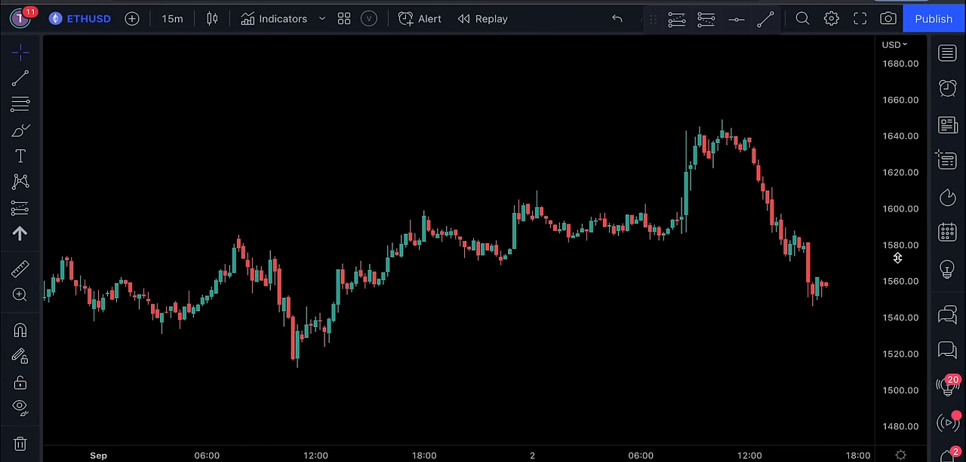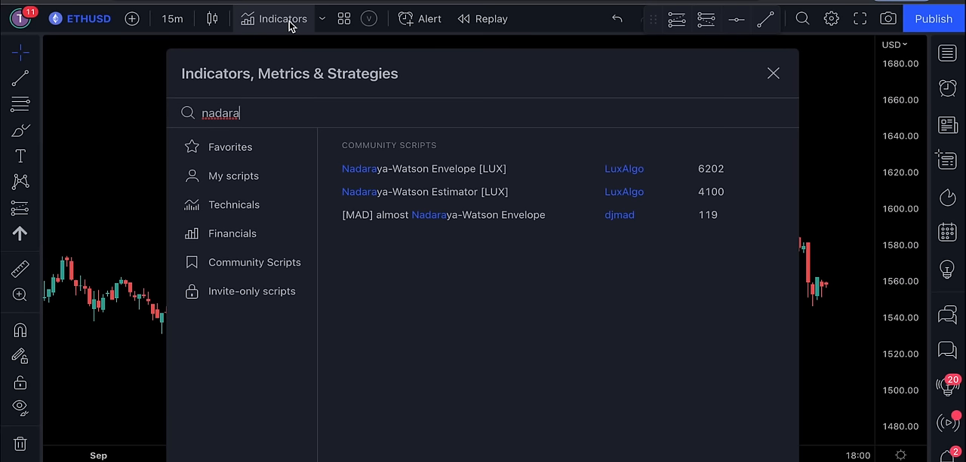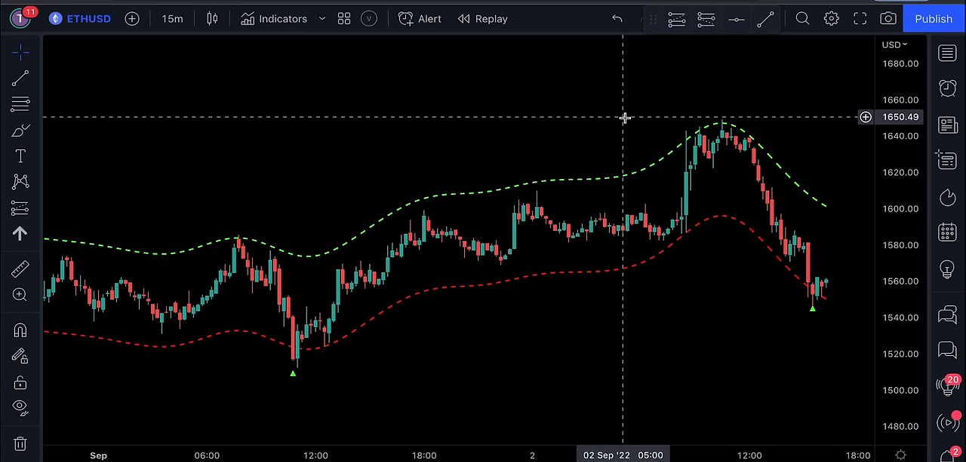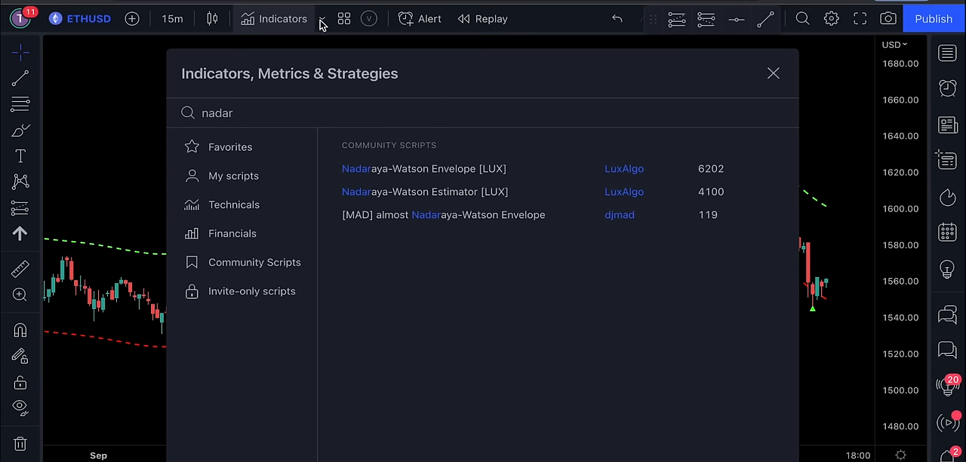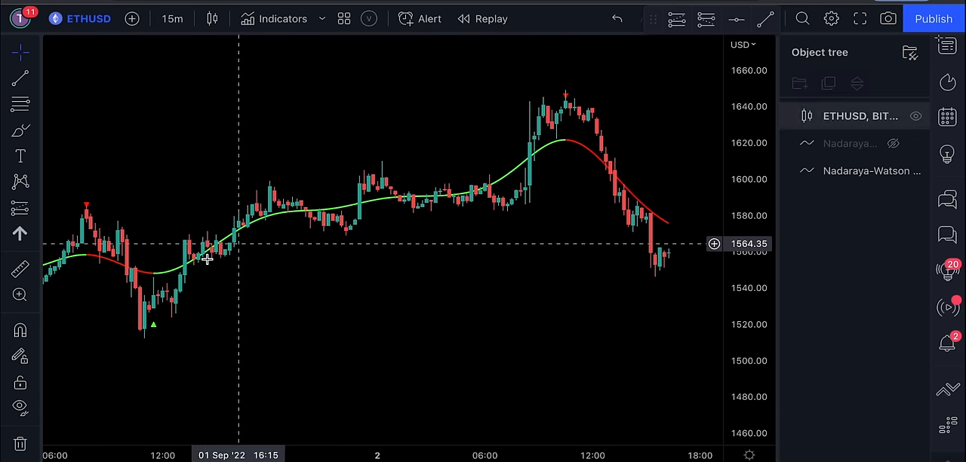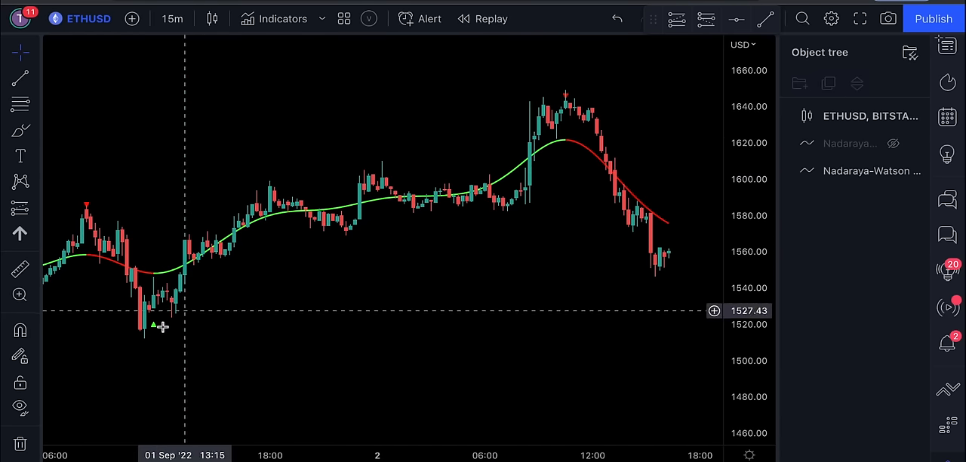Okay, I'm gonna be testing this tool on Ethereum USD chart on a 15-minute time frame. And now let's click on the indicators tab and search for Nadaraya Watson Envelope. As I said, the indicator is quite popular, it's got over 6,000 saves. This indicator is based on kernel smoothing with integrated alerts from crosses between the price and envelope extremities. This tool is very similar to the Nadaraya Watson estimator. Let's actually add that indicator to the chart. As we can see, the Nadaraya Watson estimator is just a regular baseline. Every time the line changes its color, the indicator issues buy or sell signals.